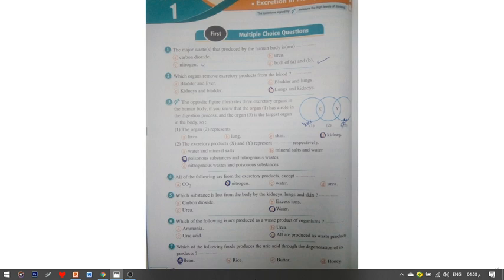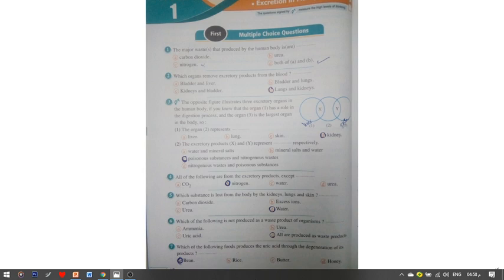Which substance is lost from the body by the kidney, lungs, and skin? Of course, water. Okay, because the kidneys excrete urine, the lungs excrete water vapor by gaseous exchange, and skin excretes sweat.